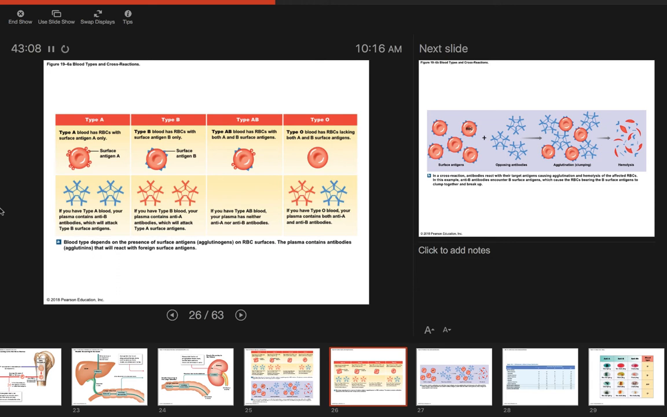Now when we looked at type AB, type AB can only give to AB. But who can type AB receive from? Which red blood cells can type AB receive? Can they receive this red blood cell? Yeah, there's no antibodies in type AB. Can we give this red blood cell? Yeah, no antibodies. Can we give this red blood cell? Yeah, no antibodies. So we call type AB the universal recipient, because they have no antibodies, so they can receive any blood type and not have a cross reaction.